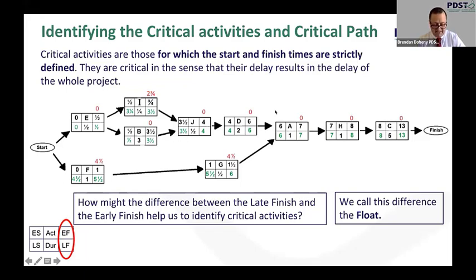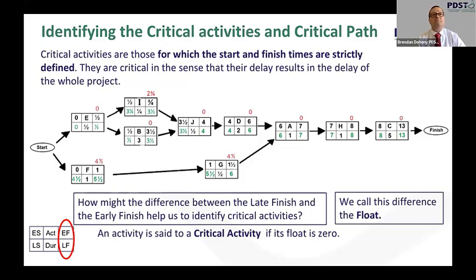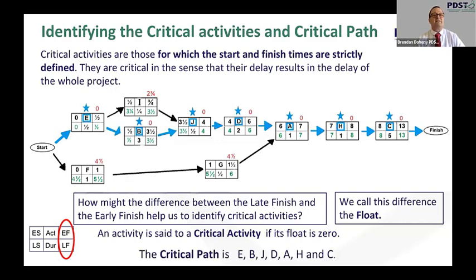Our students might anticipate how these values may help to identify critical activities. So an activity is said to be a critical activity if its float is 0. So floats of 0: E, B, J, D, A, H, and C. Let's light them up. And they're the critical activities. So the critical path will be from start to E, B, J, D, A, H, and C. And this was determined by calculating the float, which was the difference in the late finish and the early finish.